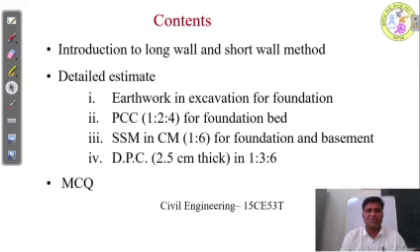So in this session I am going to cover the following topics. I am going to start with a small introduction on the long wall and short wall method, followed by calculating the quantities of the following four items. That is earthwork in excavation for foundation, PCC, which is the lowermost layer for receiving the foundation layer, and the third one is size stone masonry in cement mortar 1:6 for foundation and basement, and followed by DPC 2.5 centimeter thick in 1:3:6 cement mortar, and followed by a multiple choice question set.